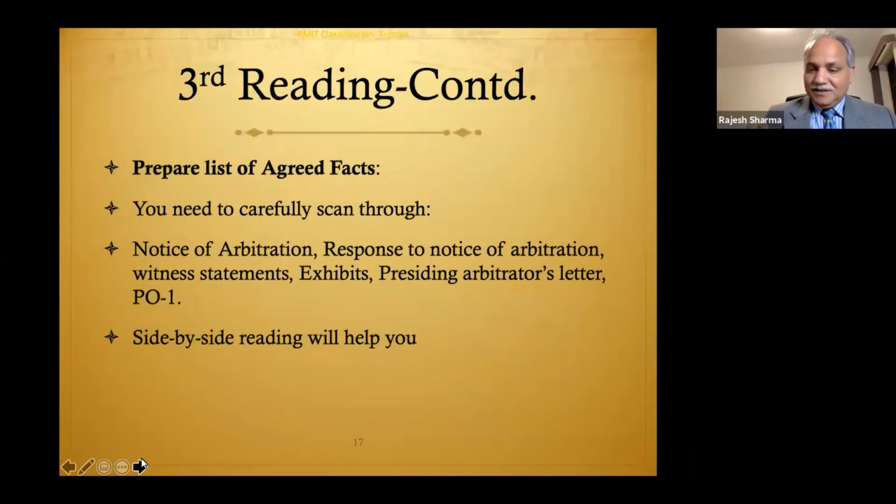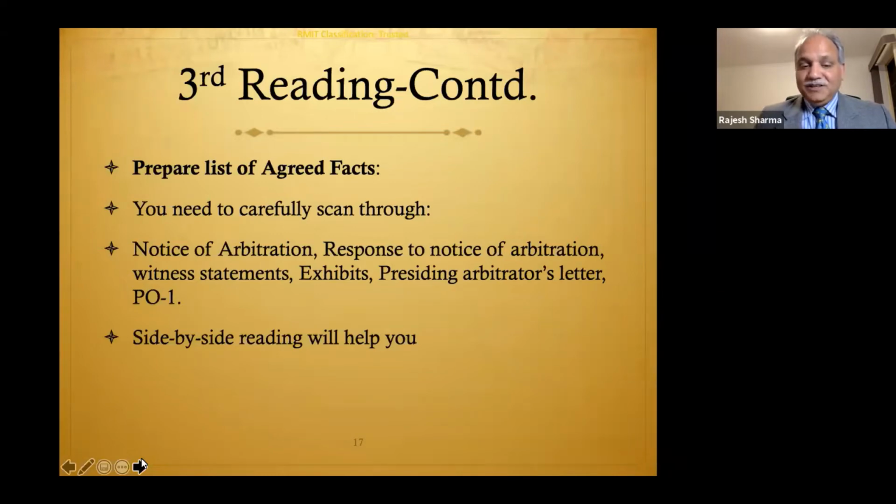If you see the presiding arbitrator's letter to the parties, particularly this year, in this one, he has said clearly what parties have agreed. If you look at procedural order number 1, you will see it is said clearly what parties have agreed. This is very important. Agreed facts will help you in the writing as well as the oral presentation.